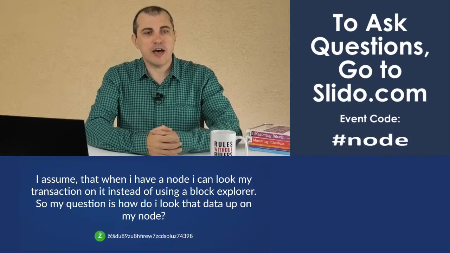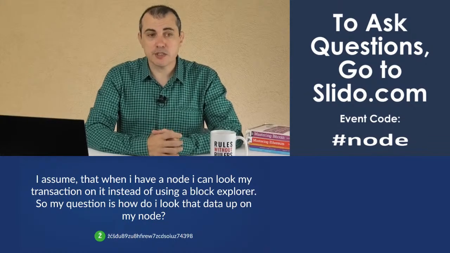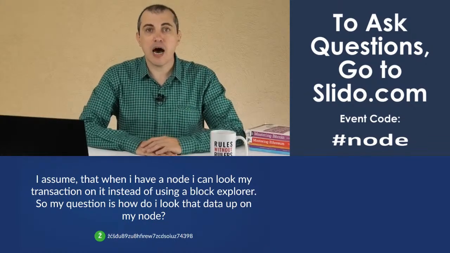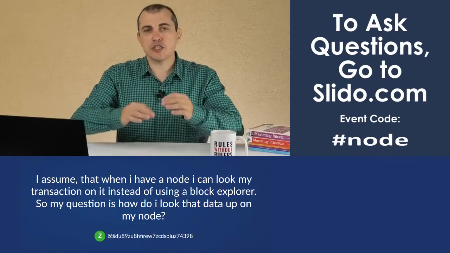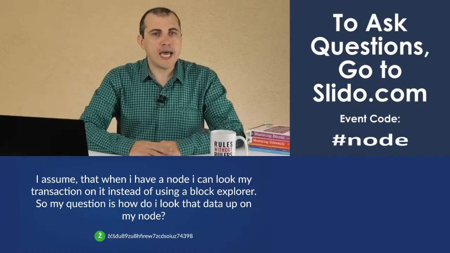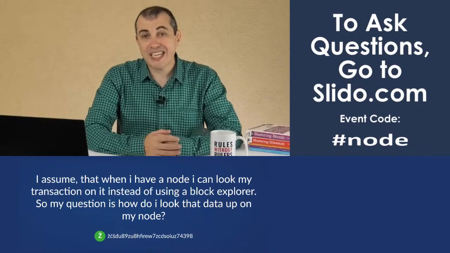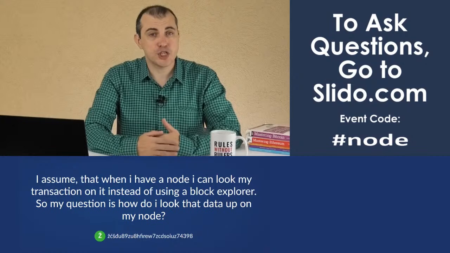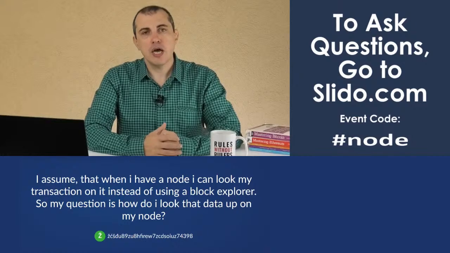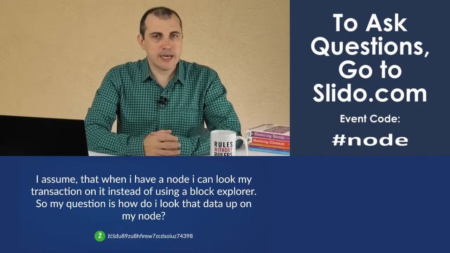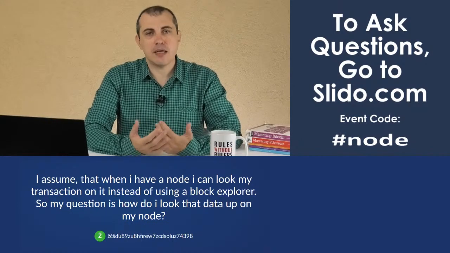I assume then that when I have a node, I can look up my transaction on it instead of using a block explorer. So my question is, how do I look that data up on my node? Well, it depends. If you're simply running just the node software and you've done an important configuration step, which in the case of Bitcoin is to turn on transaction indexing, so you collect information about all transactions, not just the ones that are in the wallet, because you may not have a wallet on your node, then you use the command line interface within Bitcoin to do things like getrawtransaction or getbalance or things like that.